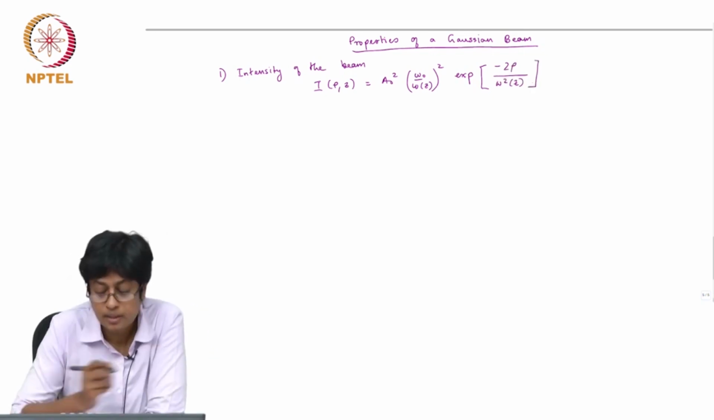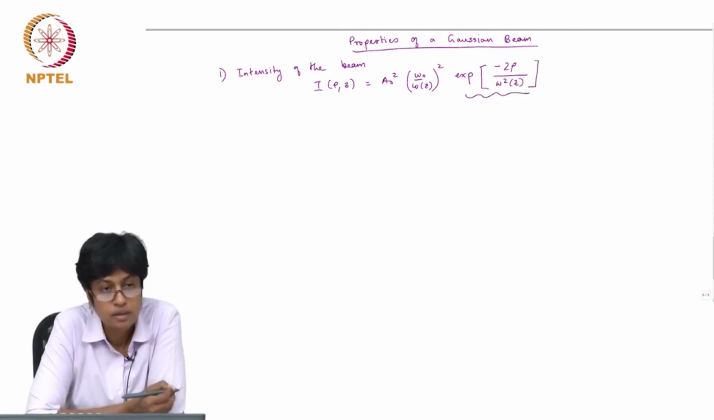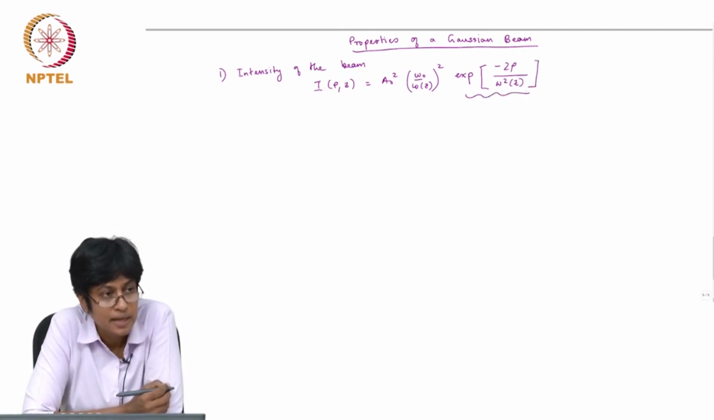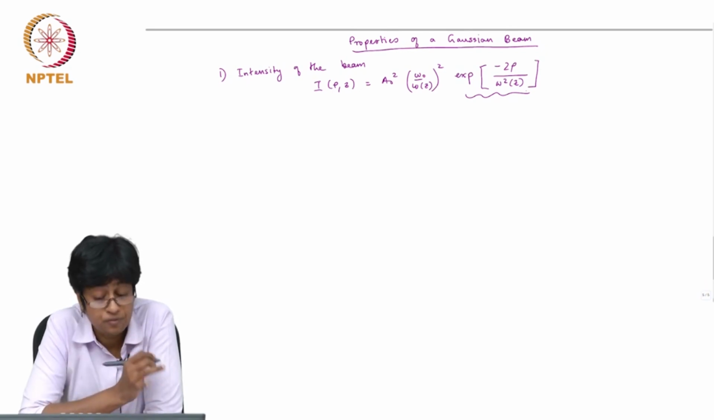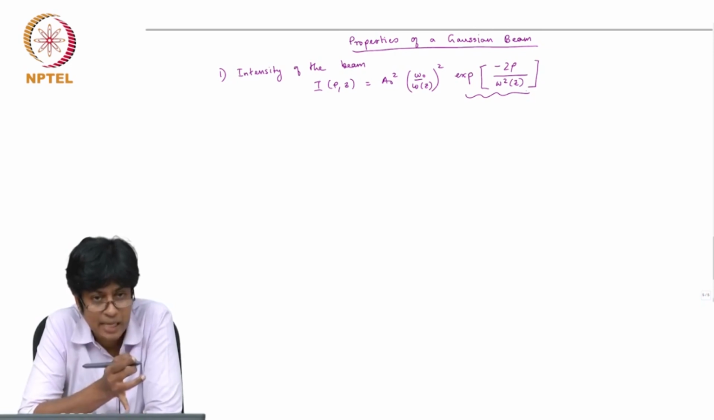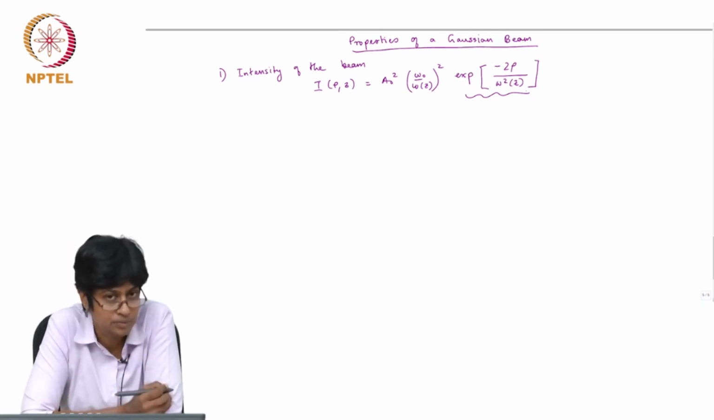What does this term do to the intensity? It tells you how the transverse intensity varies, right? And you can see that while it is a function of Z, the form of this expression is the same irrespective of the value of Z. The form is exactly the same.